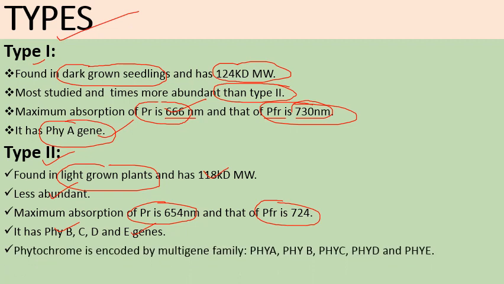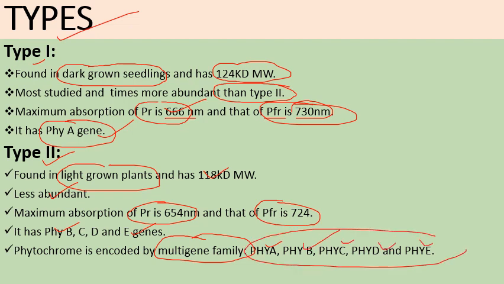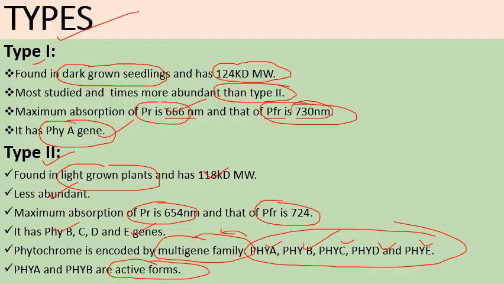So phytochrome is encoded by a multi-gene family, and these genes are PHYA, B, C, D and E. So these multiple genes encode for this phytochrome. PHYA and PHYB are the most active forms.